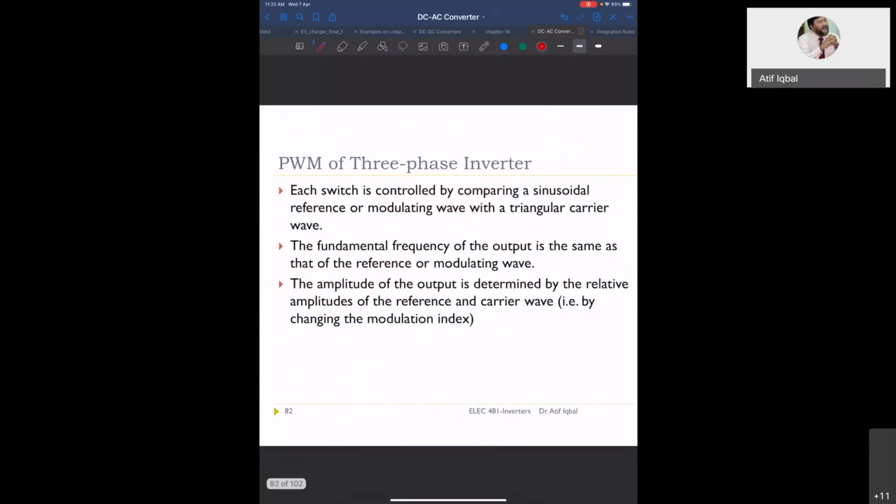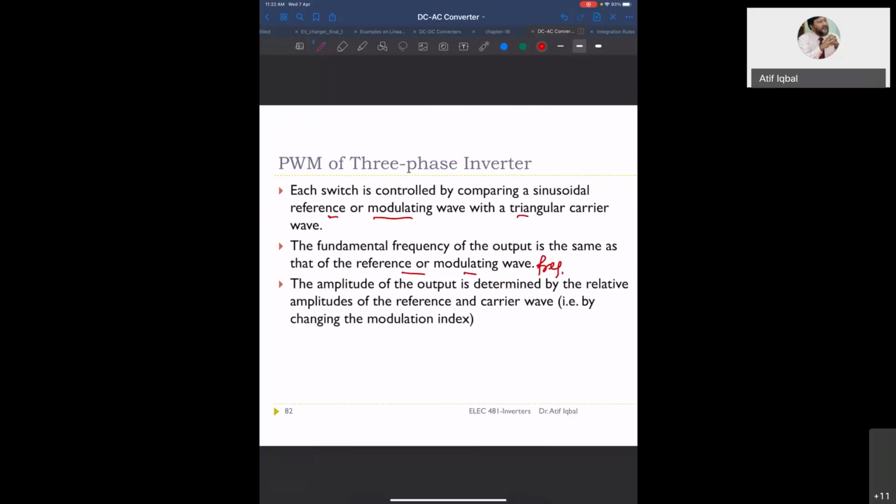Okay. Next, we discuss the PWM of three-phase inverter. Each switch is controlled by comparing a sinusoidal reference, or the modulating wave, with a triangular carrier. The fundamental frequency of the output is the same as that of the reference or modulating wave frequency.